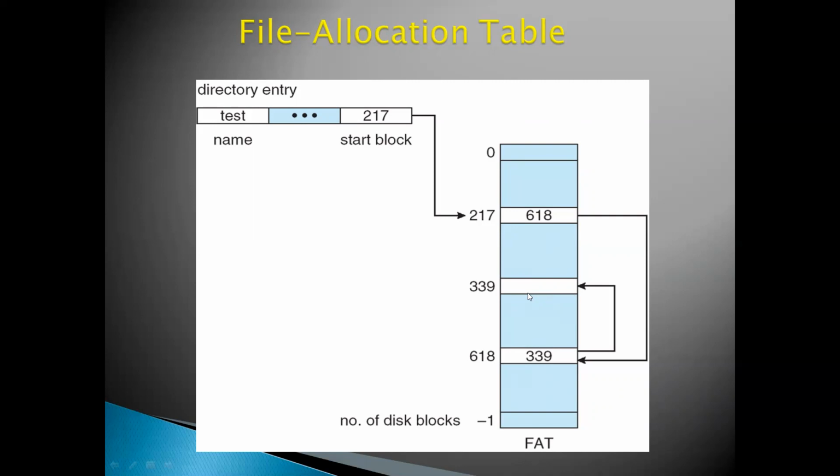So here each directory entry will contain the block number. The directory entry will just store the block number of the first block of the file.